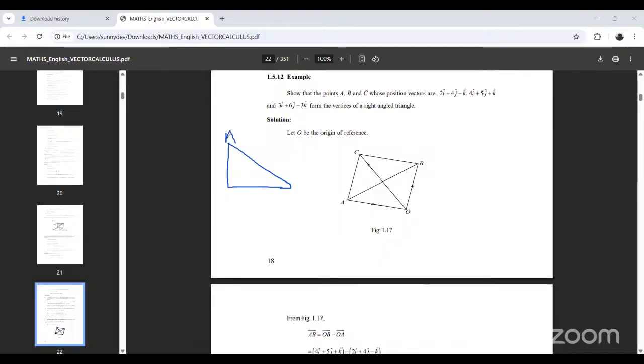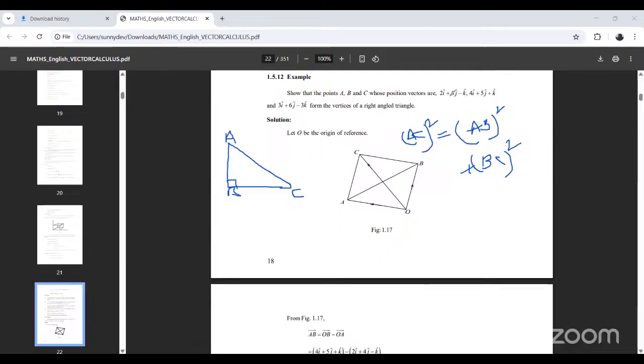So this is a right angle triangle with vertices A, B and C. Suppose the angle at B is 90 degrees. Then we have the Pythagoras theorem: AC whole square equals AB whole square plus BC whole square. Understood?